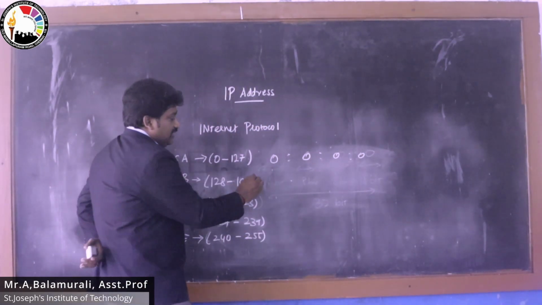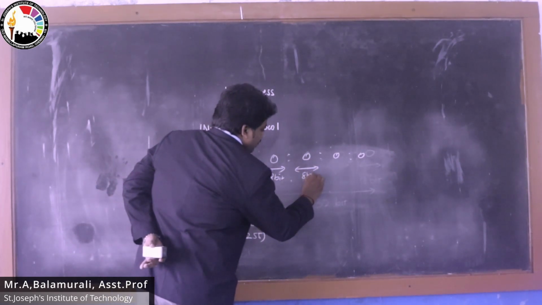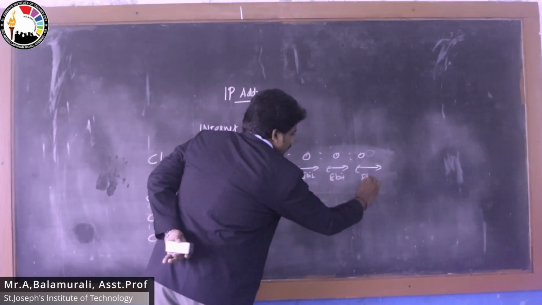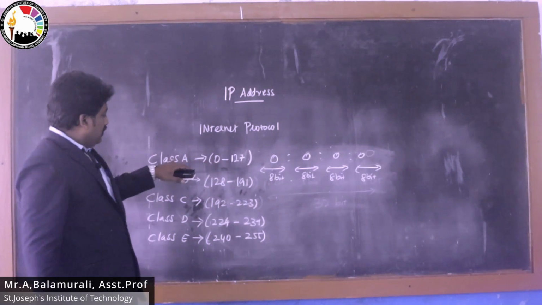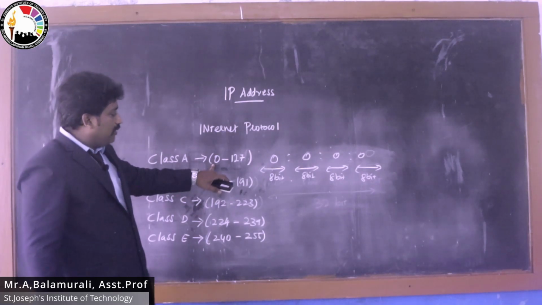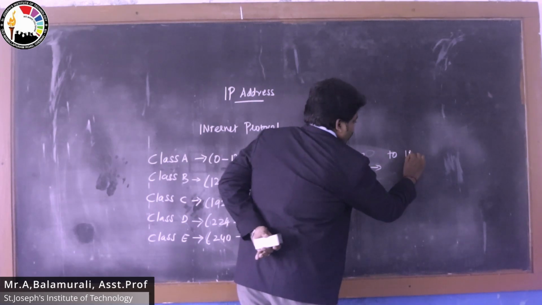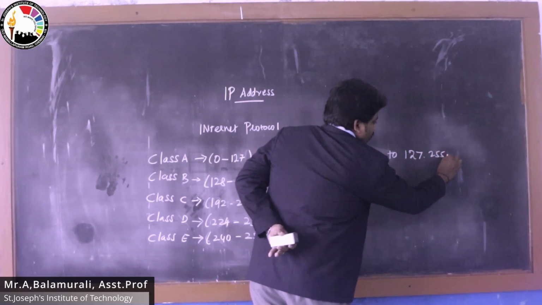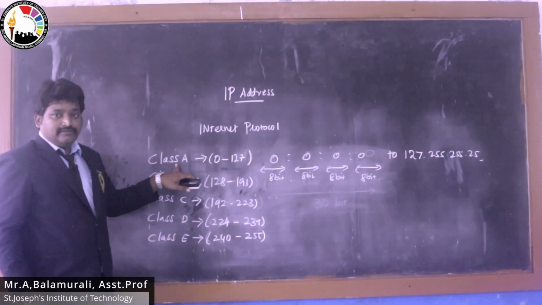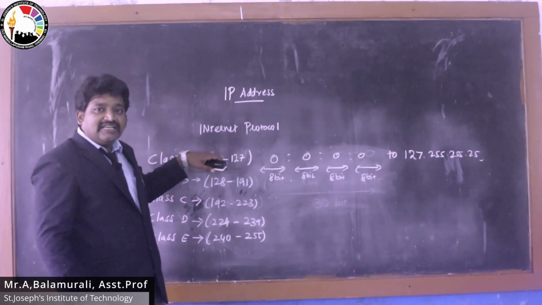Each partition has an 8 bit range. This is also 8 bit, and this is also 8 bit. For example, as I already explained, the range 0 to 127. So what is the overall range of 0 to 127? 0.0.0.0 to 127.255.255.255. So these are all class A. All the numbers in between come under the class A range.